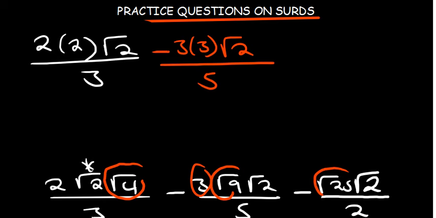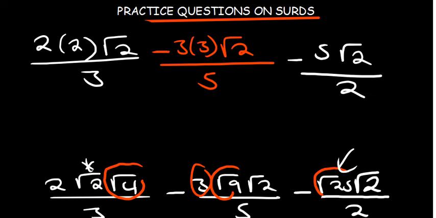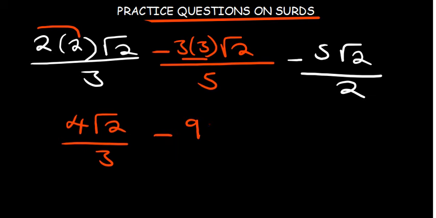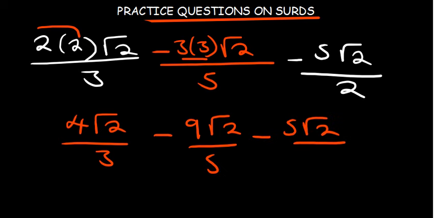On our right hand side, the root of 25 is what? Is a 5. So minus 5. Then we'll maintain the root of 2 because we can't simplify it further than that. So we can clearly see that we basically just have the root of 2 attached to all these. So 2 times 2 is what? It's a 4. So we have 4 root of 2 over 3. The middle part we have a minus. 3 by 3 is going to be a 9 root of 2 over 5. Then we have minus 5 root of 2 over 2.